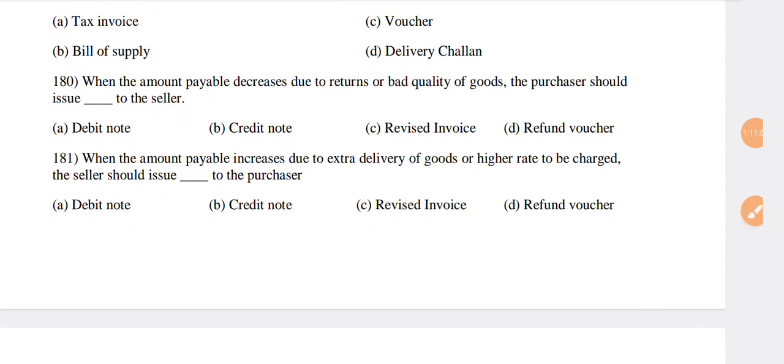Next question. When the amount payable decreases due to returns or bad quality of goods, the purchaser should issue dash to the seller. Option A, debit note; B, credit note; C, revised invoice; and D, refund voucher. The correct option is A.